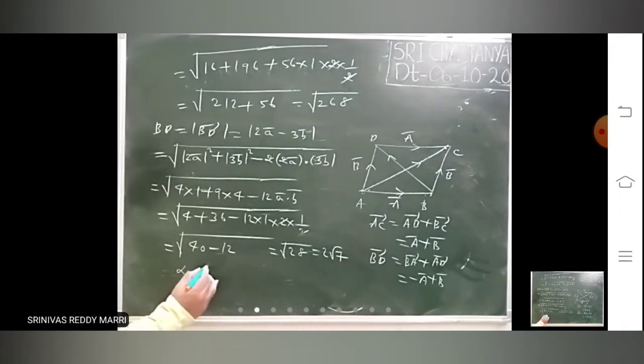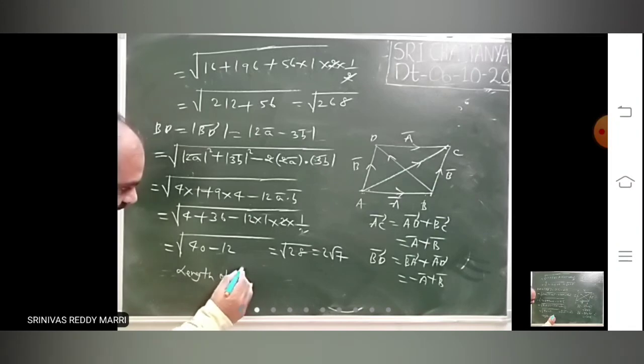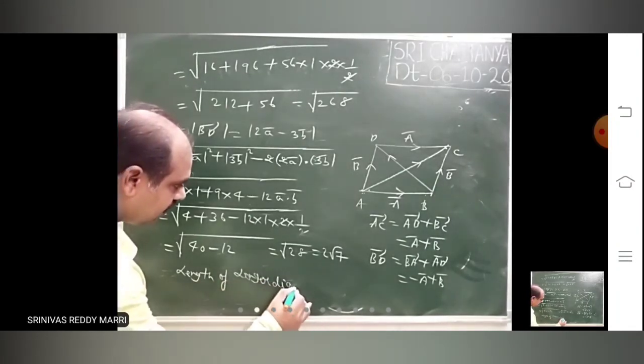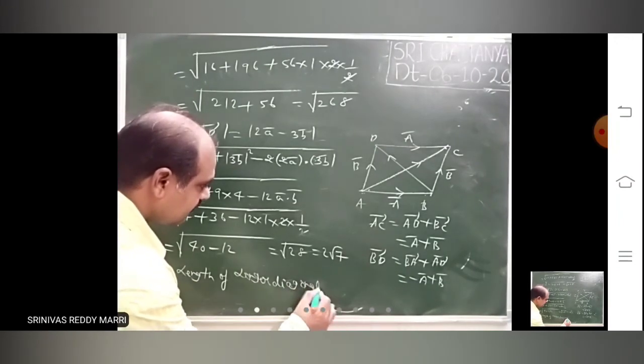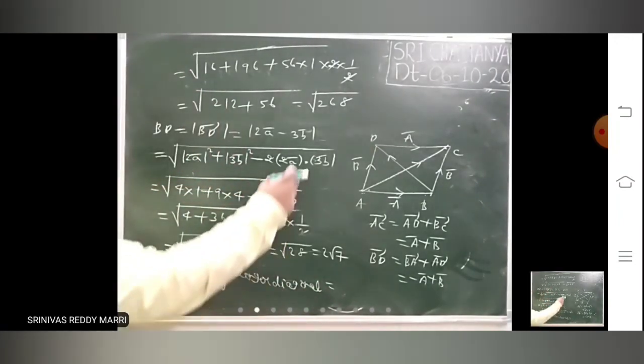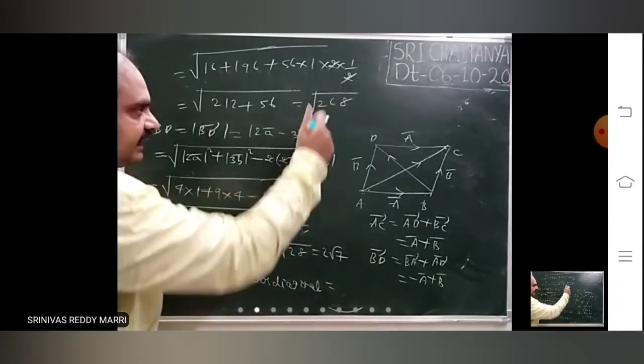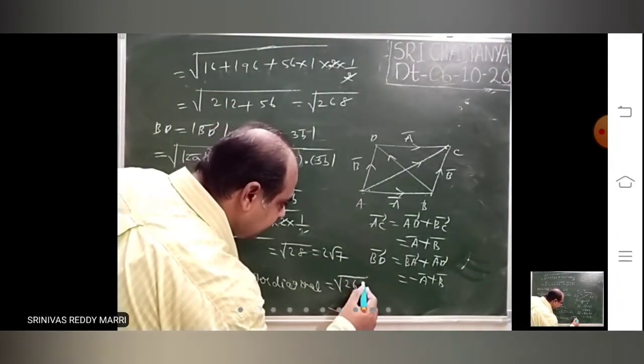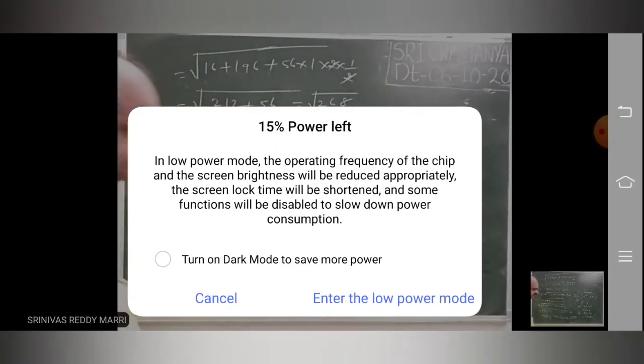He will ask in the exam the length of the longer diagonal. Length of the longer diagonal means you calculate both. The longer one is the one having the highest length. This is root of 268. That is the answer.